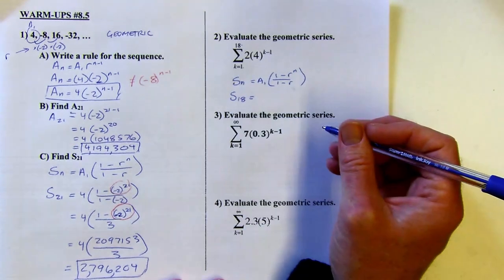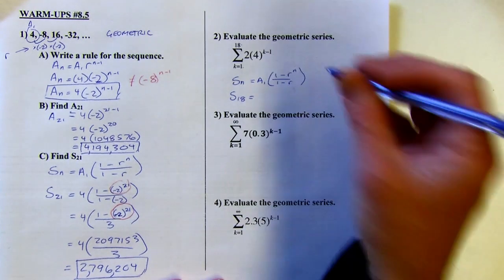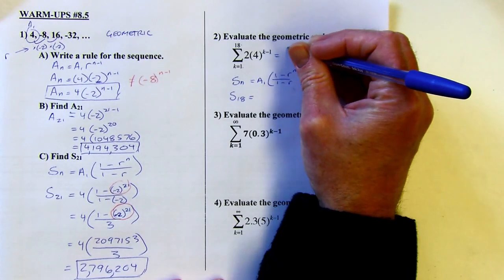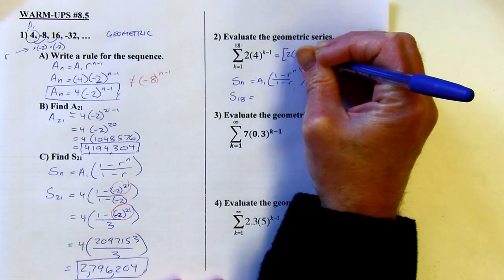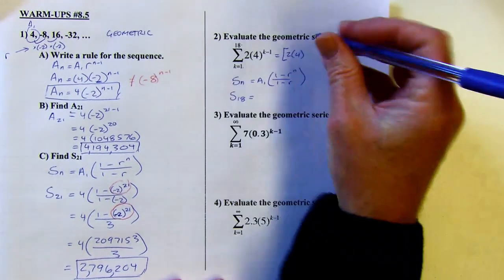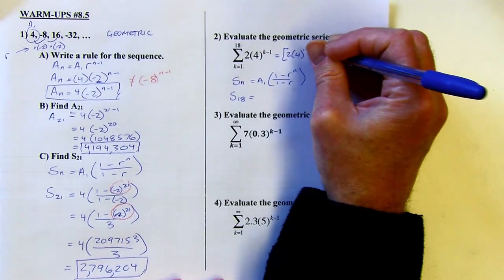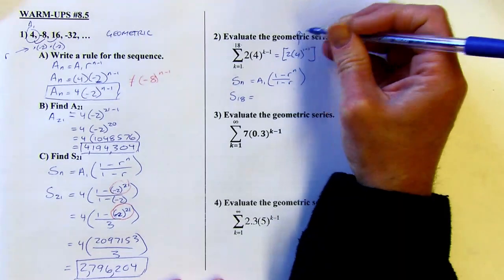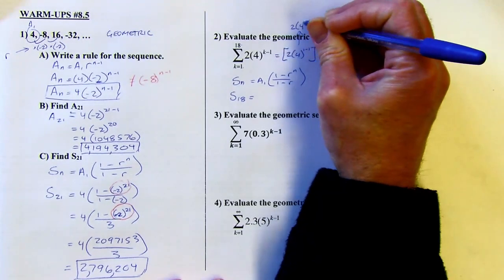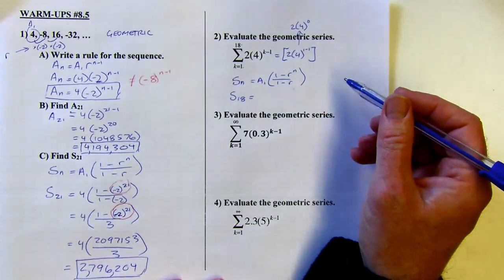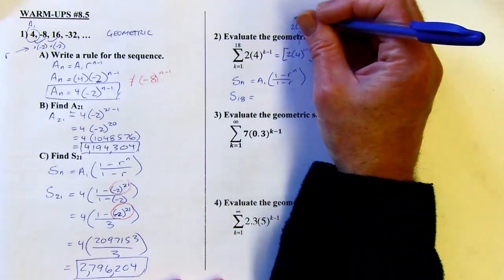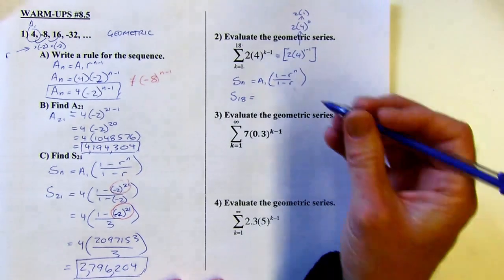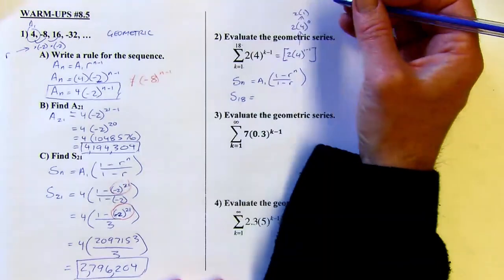Okay, now I need the first term. I can just build the first term. That's totally fine. So my first term I'm going to build by plugging in 1 for k. Okay, and then I'm going to have to do this up here because I'm going to be short on space. That's going to be 2 times 4 to the 0th. Well, 4 to the 0th equals 1. So I've got 2 times 1. So that first term then is going to be 2.